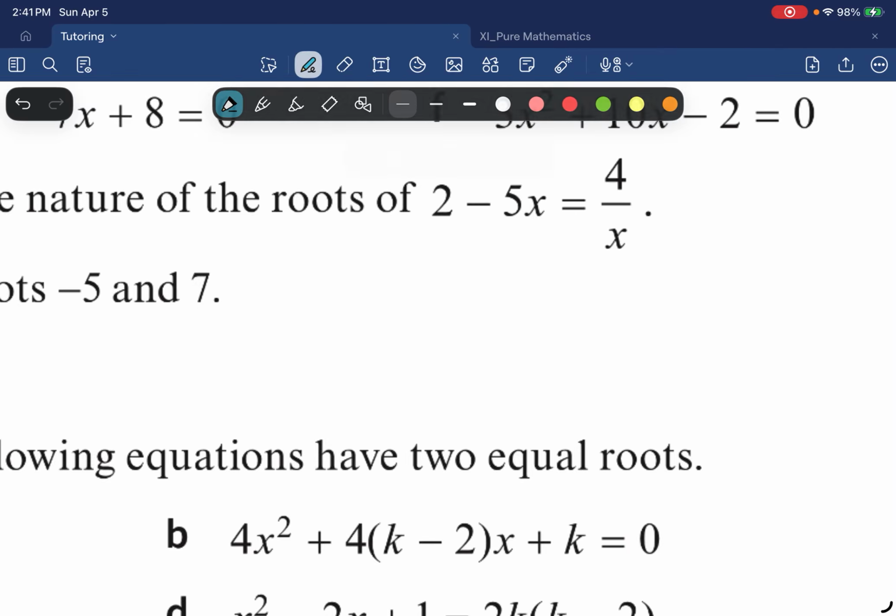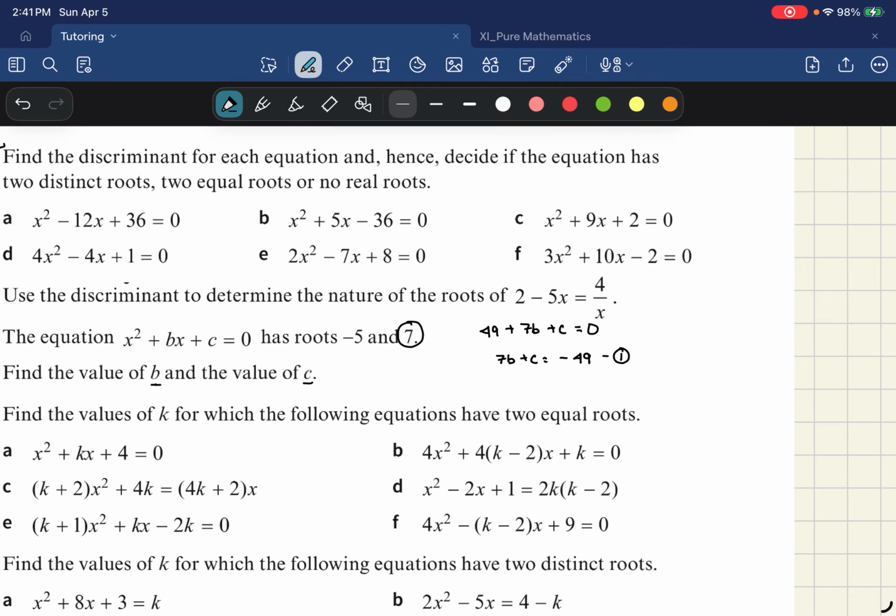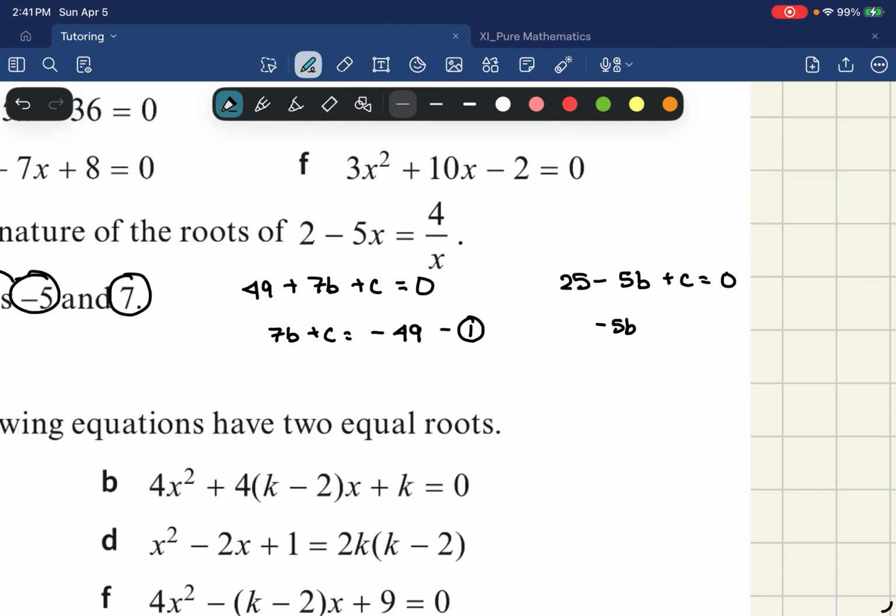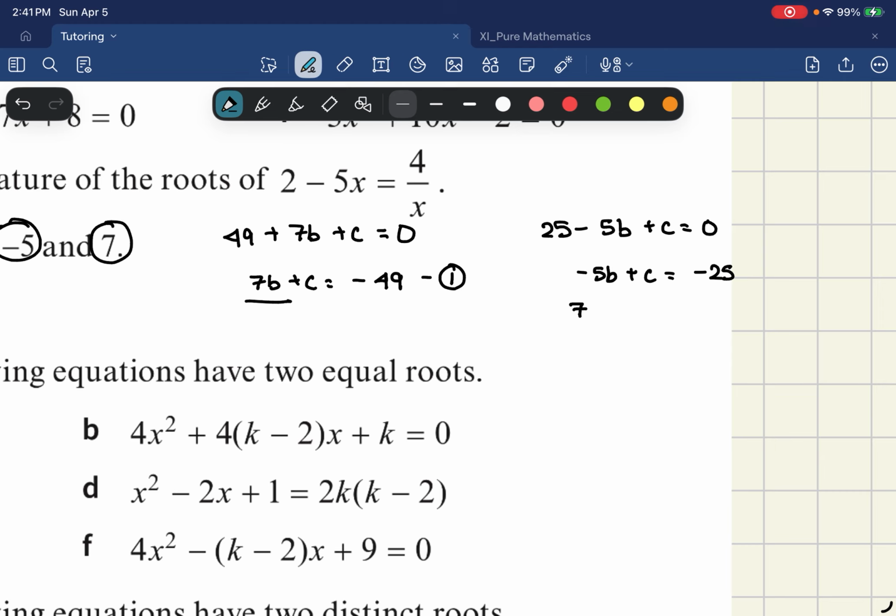That is equation 1. And now substitute negative 5 into this equation. If you do so, you'll see that you have 25 minus 5b plus c is equal to 0. So you will see that you have 5b plus c is equal to negative 25. And the first equation that we had was 7b plus c is equal to negative 49. And you can subtract these two equations. Why? Because c minus c cancels out. So you can solve the simultaneous equation and get minus 12b is equal to negative 25 plus 49. So that is 24. So b is just negative 2.